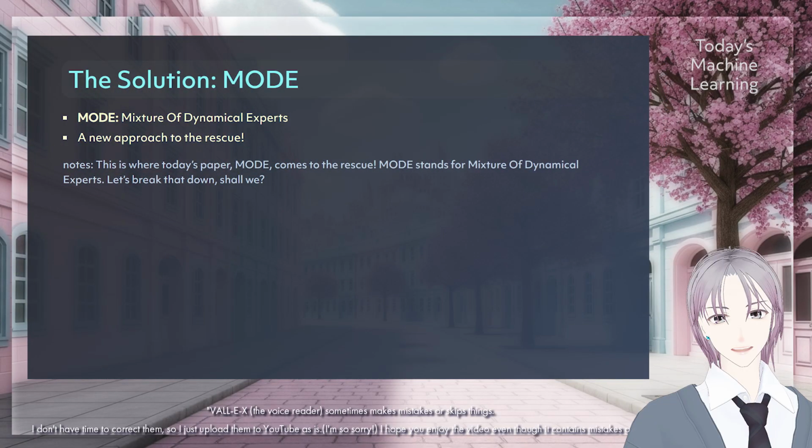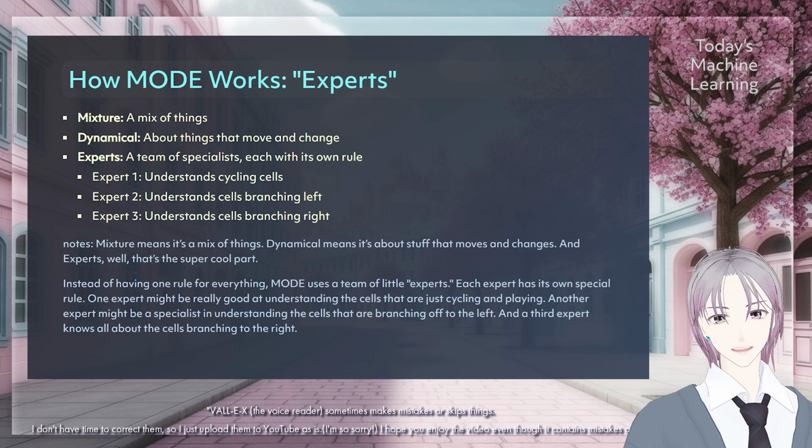This is where today's paper, Mode, comes to the rescue. Mode stands for Mixture of Dynamical Experts. Let's break that down, shall we? Mixture means it's a mix of things. Dynamical means it's about stuff that moves and changes. And experts, well, that's the super cool part. Instead of having one rule for everything, Mode uses a team of little experts. Each expert has its own special rule. An expert might be really good at understanding the cells that are just cycling and playing. Another expert might be a specialist in understanding the cells that are branching off to the left. And a third expert knows all about the cells branching to the right.